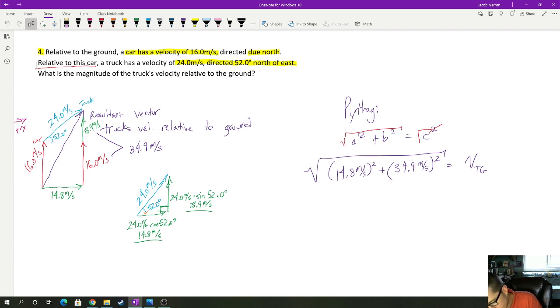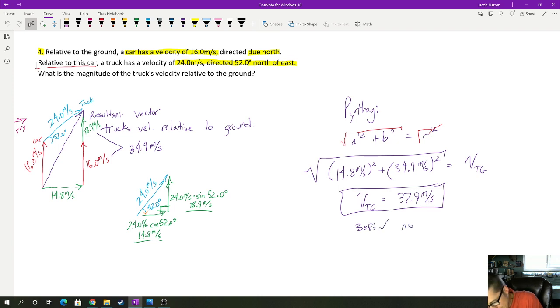So what we end up doing, you do this in your calculator. Be careful with your order of operations. I ended up getting 37.9 meters per second, and that is a perfectly fine answer, okay? Let's let OneNote catch up to me. 37.9 meters per second. This is fine. 3 sig figs. That works.